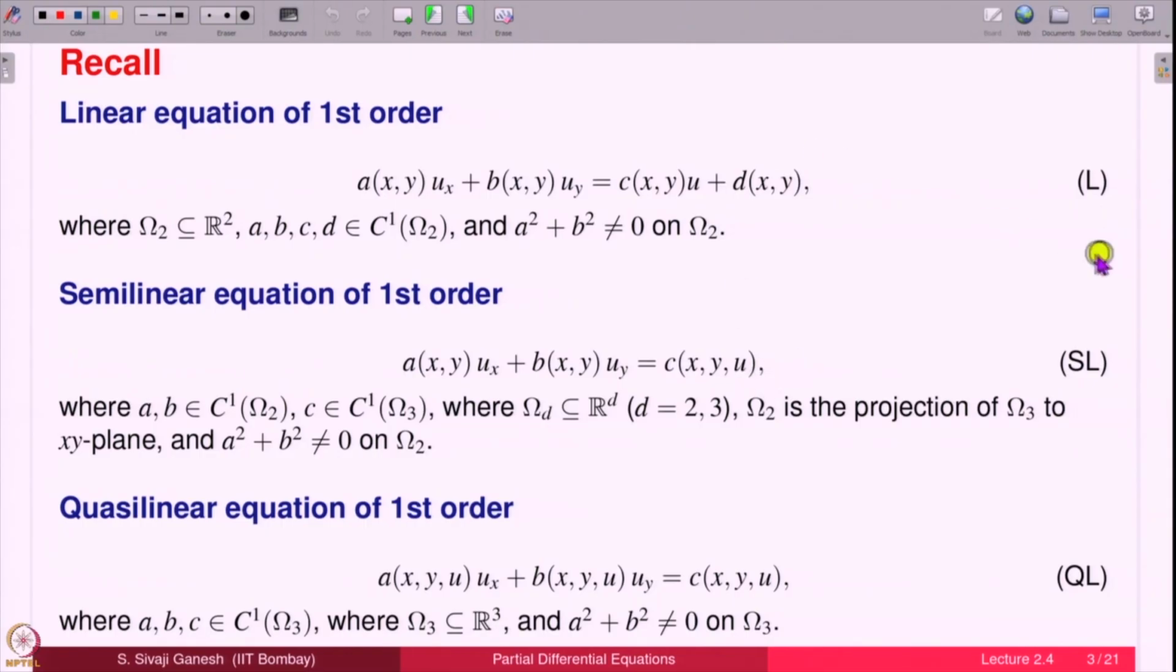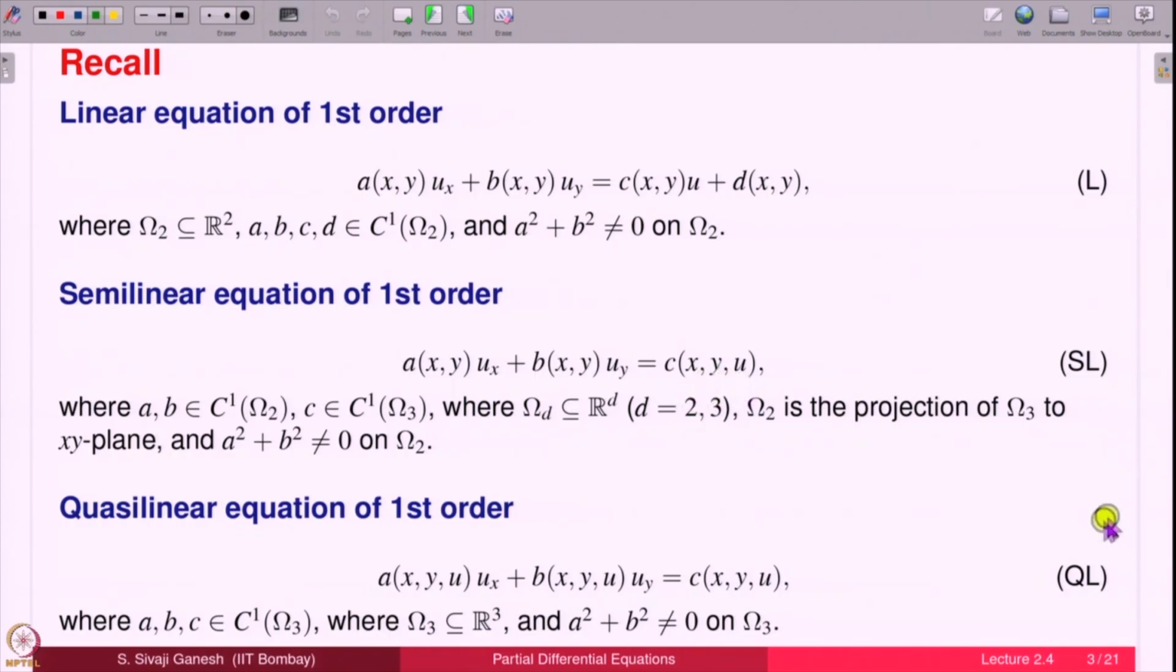L stands for the linear equation A(x,y) u_x plus B(x,y) u_y equal to C(x,y) u plus D(x,y). SL stands for semilinear equation, where the left hand side is same as that of the linear equation. That means, the manner in which the first order partial derivatives appear is exactly the same. However, the right hand side can depend non-linearly on u, C(x,y,u).